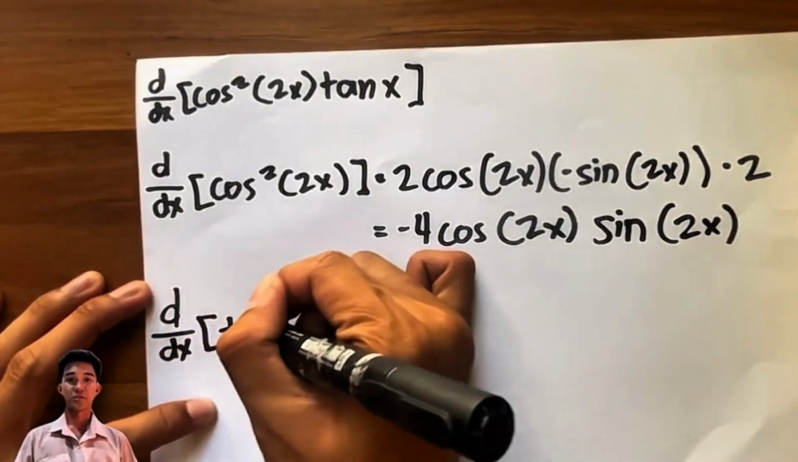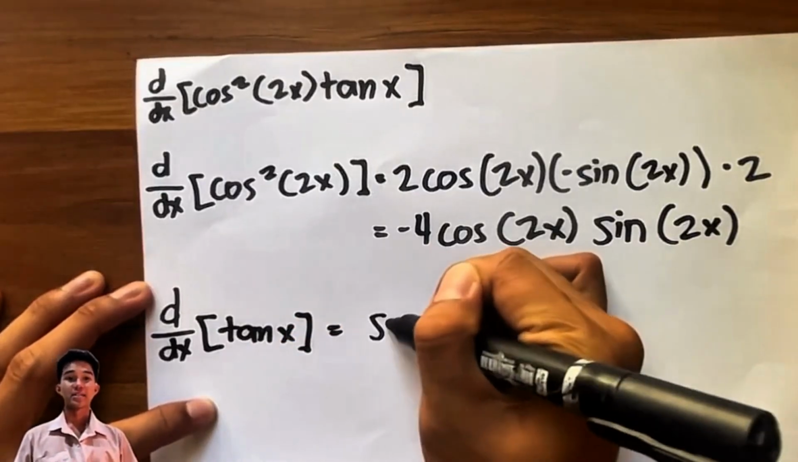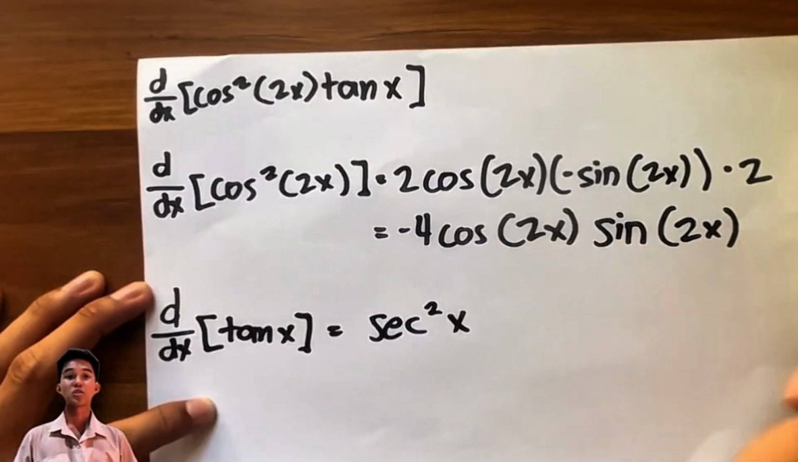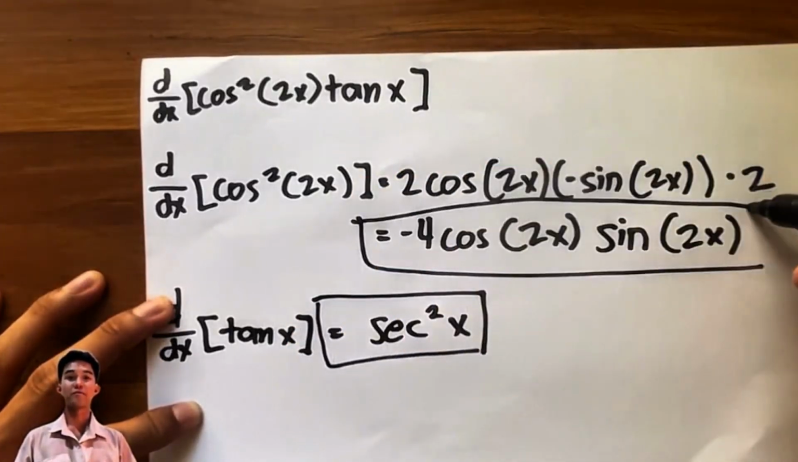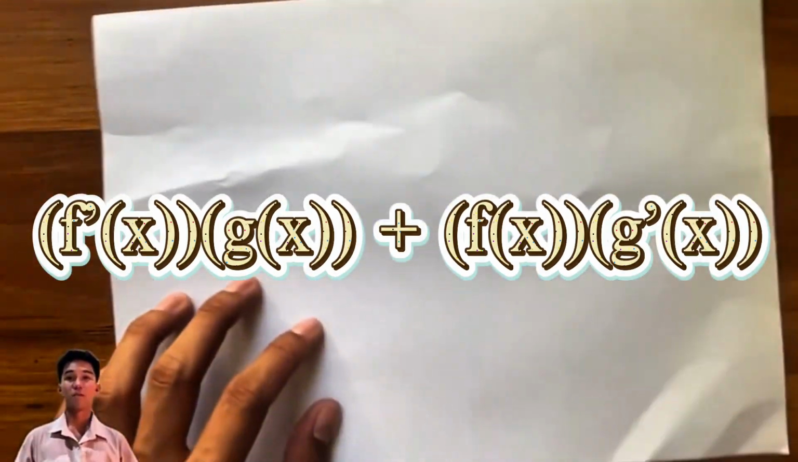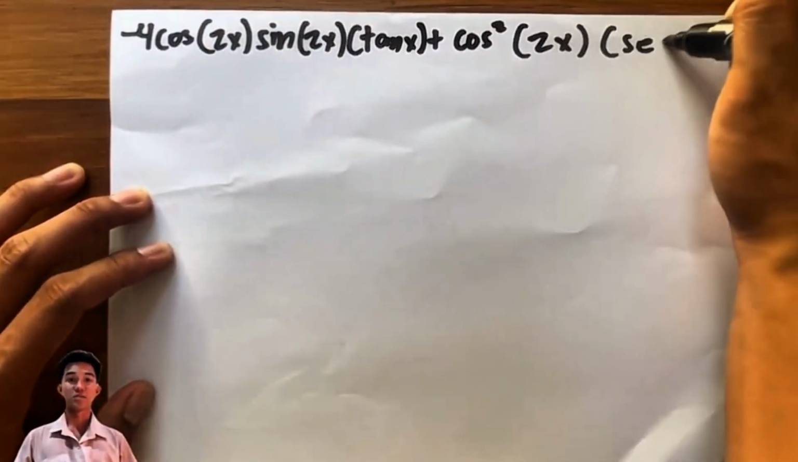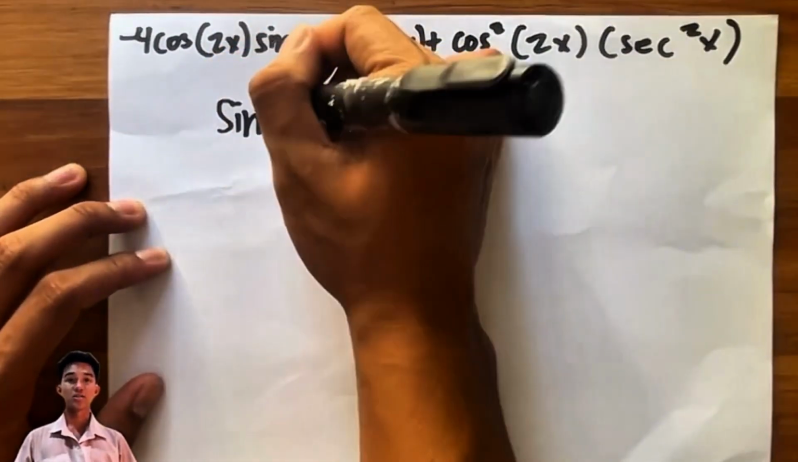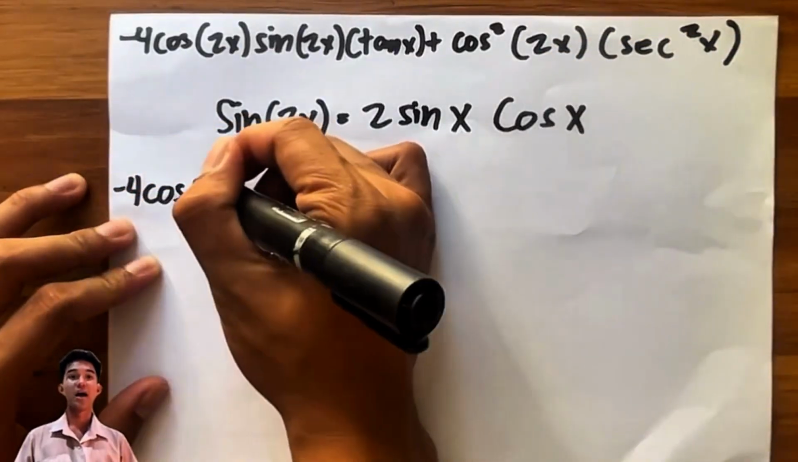Now we have to differentiate tan x. The derivative of tan x is secant squared x. Now we have to apply the product rule. So overall, it will become negative 4 cos 2x sine 2x times tan x plus cos squared 2x times secant squared x.